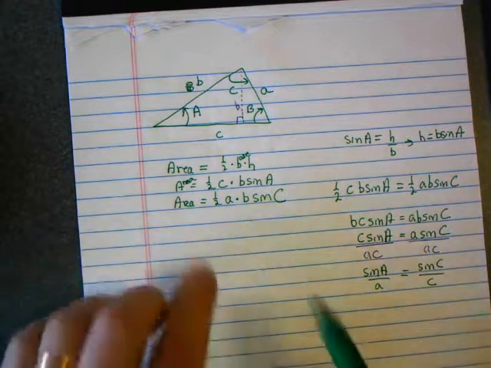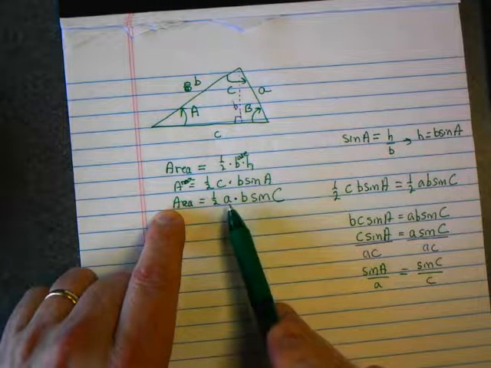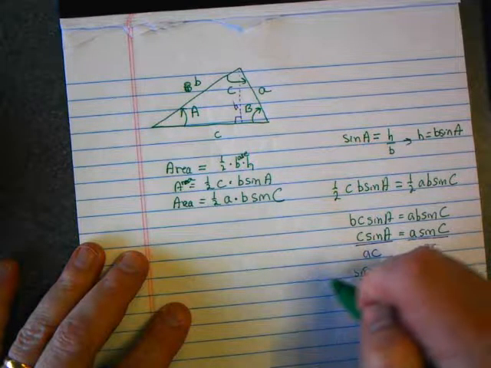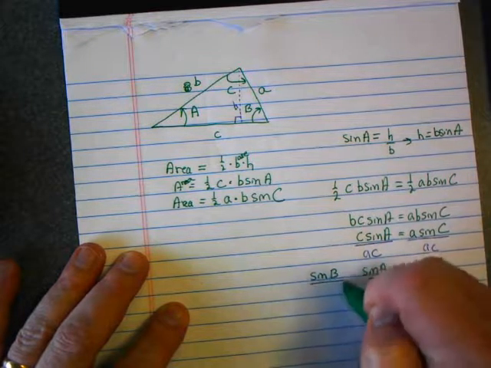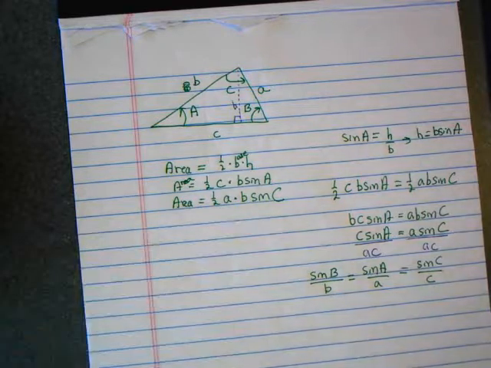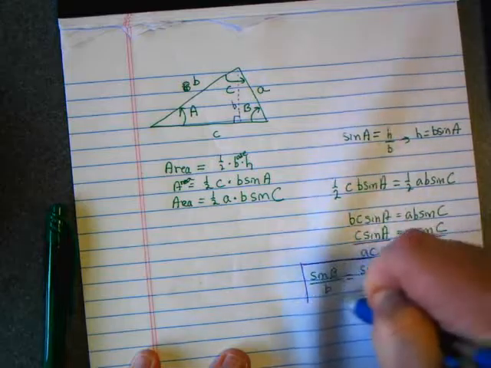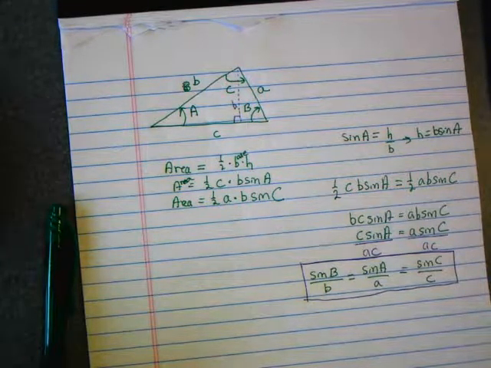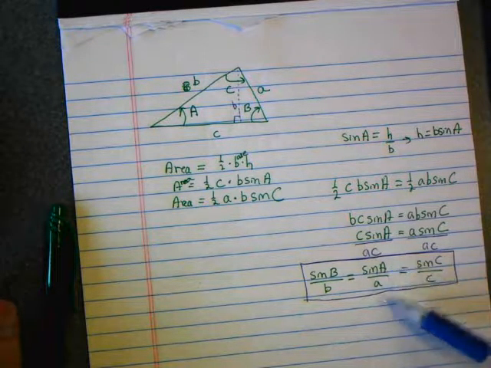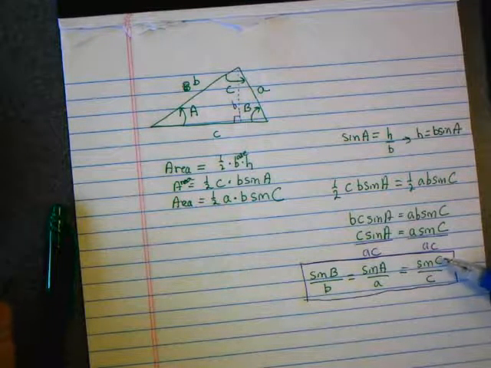I could do the exact same rigmarole over here with my area and get a 1/2 AC sine B. And if I did that and solved everything, I could also show that that's true. So this whole thing is usually known as the law of sines. So there's a proportionality. I can take sine of big A divided by little a, I'll get the same as sine of big B divided by little b, I'll get the same as sine of big C over little c.